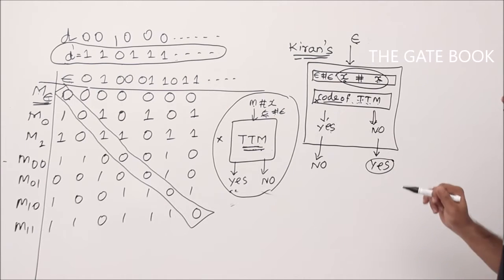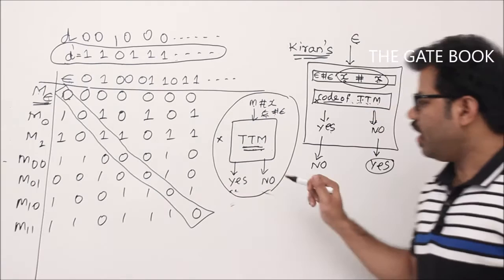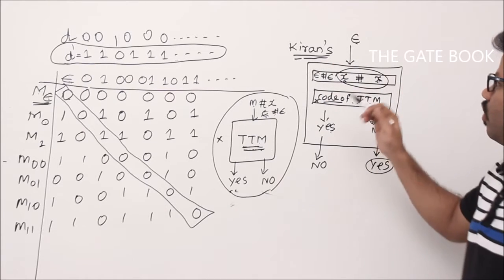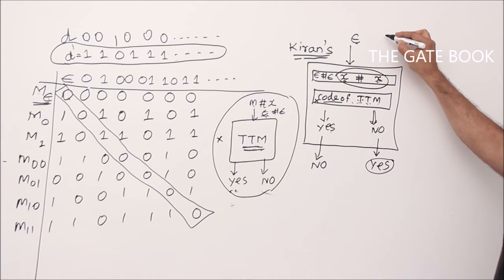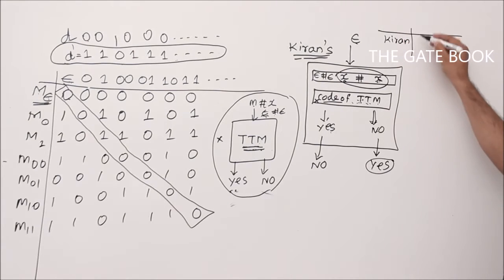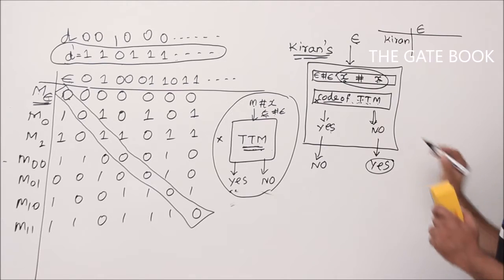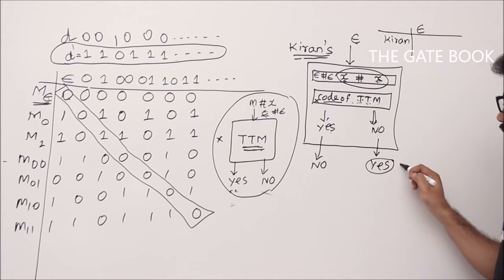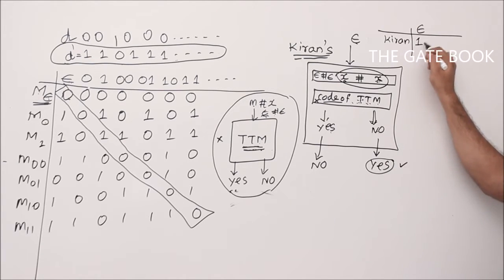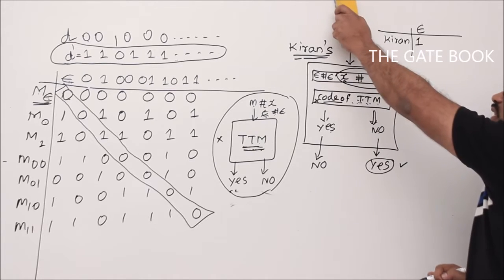Now, exactly, I am writing Kiran's entries. So finally, Kiran is a Turing machine, and Kiran's Turing machine on epsilon, end of the day, is saying yes. That means 1. Okay. Now one more time. Don't worry, you will understand slowly.